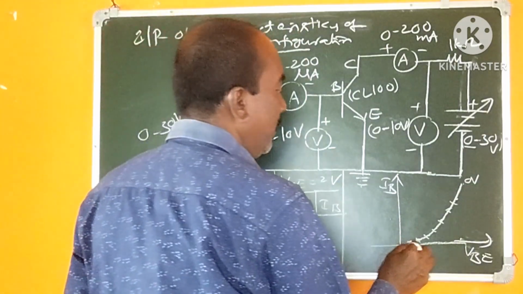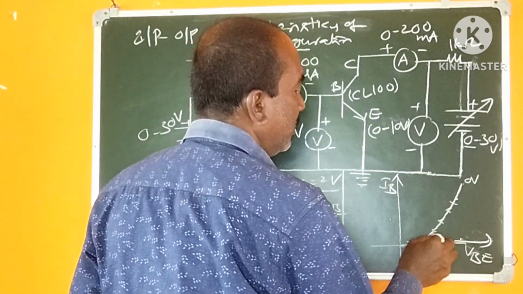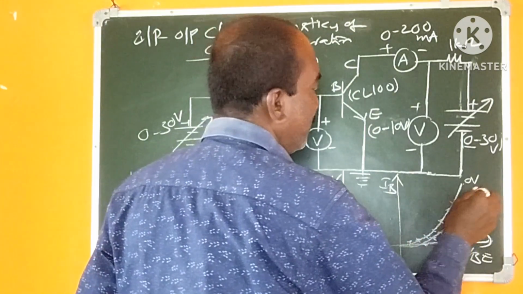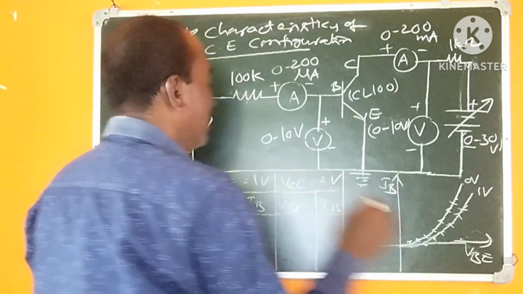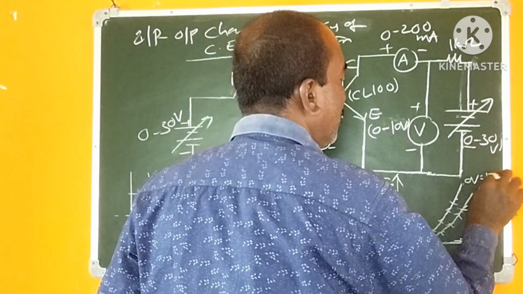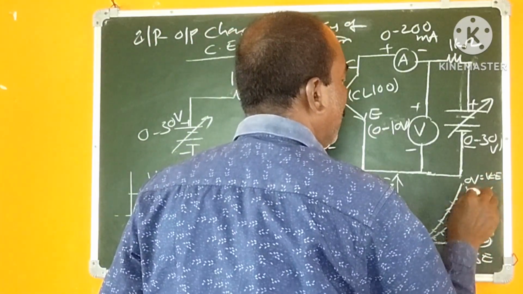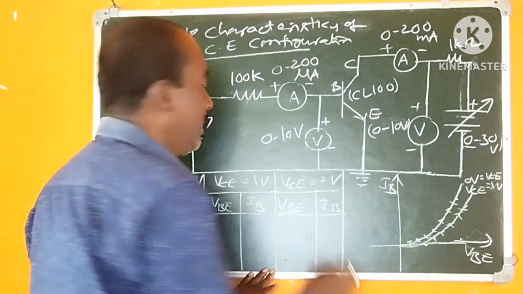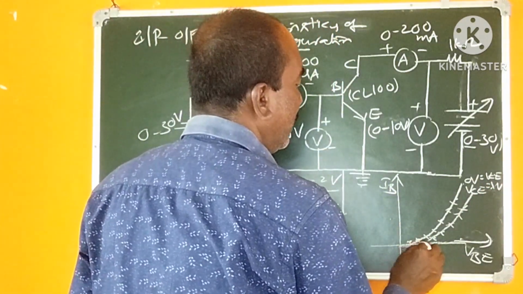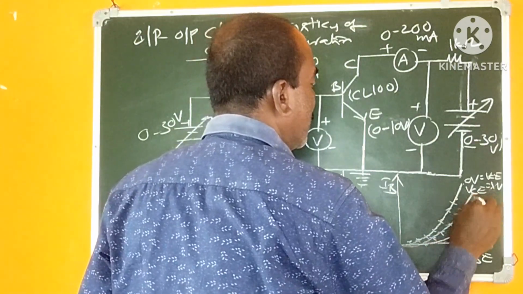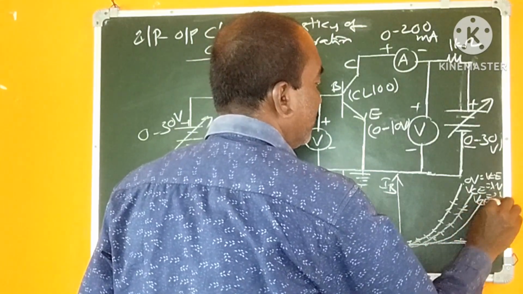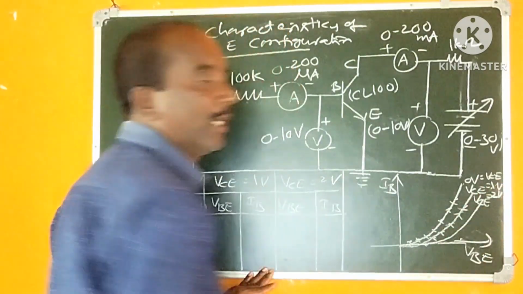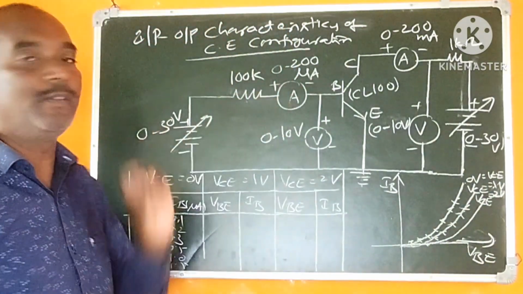And for 1 volt, let's take 1 volt also. So this may be the model graph for 1 volt, VCE equal to 1 volt. And similarly for 2 volts, let's consider this is for 2 volts, VCE equal to 2 volts. So like this, you can draw the input characteristics of the CE configuration.